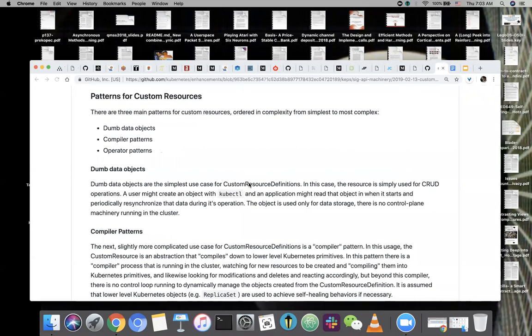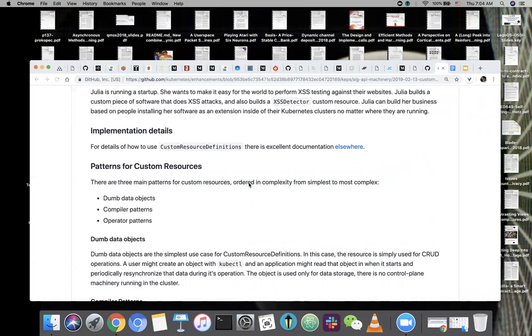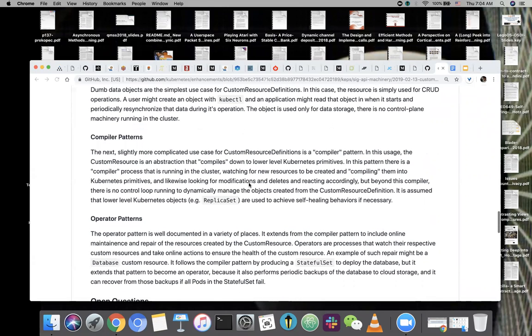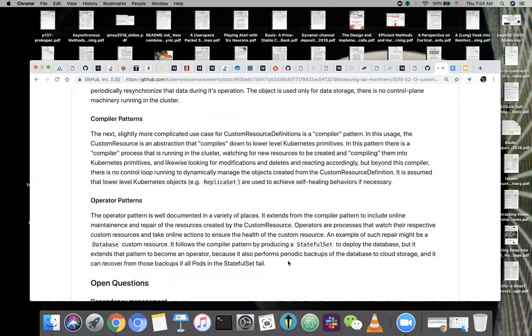Brendan proposed there are some patterns for CRD. I do believe for folks on the call, we should all be familiar with the CRD and TPR way before. What's interesting for us is that there's a compiler pattern, and also an operator pattern related to the compiler pattern proposed here. Basically, we can view CRD as providing a mapping from some customized definition of extended resources and mapping it to the low-level Kubernetes semantics.